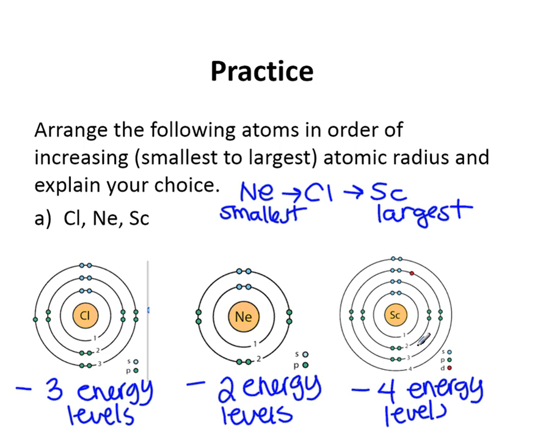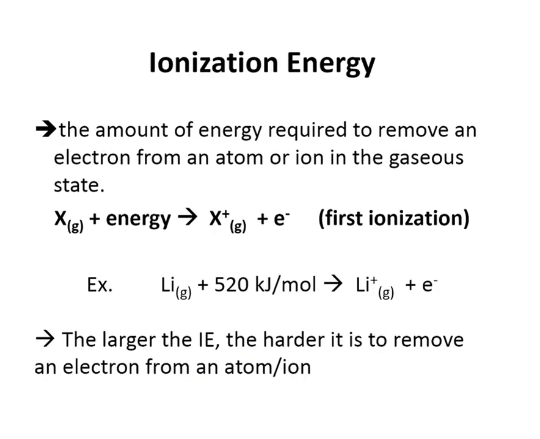Let's look at another trend now together and see if we can start to make some more sense of the periodic table. The next trend that we have is ionization energy. So what does it mean? It says it's the amount of energy required to remove an electron from an atom or ion in the gaseous state. So basically what that means, if we use this general example here, here is your element. Okay, it's not an ion, just an atom as an element. And it should be in the gas state for this to happen the most easily.